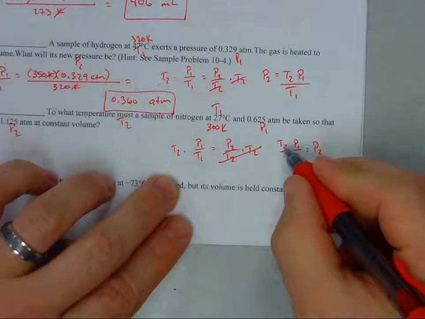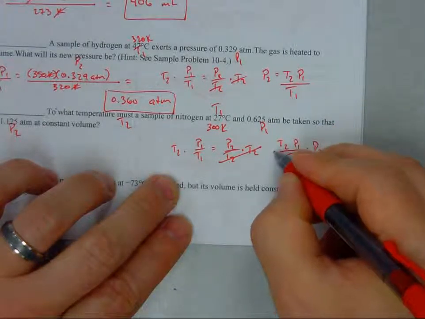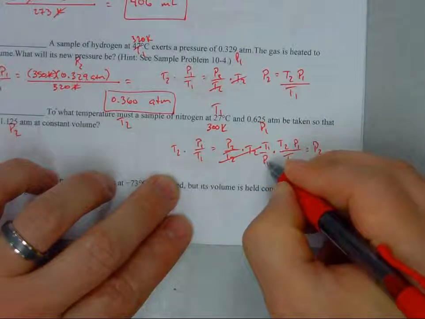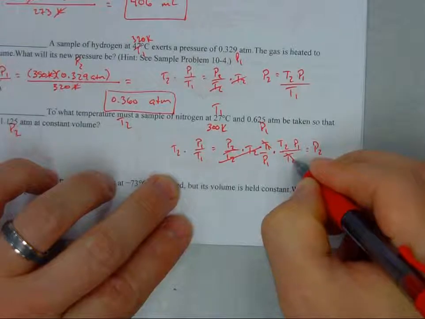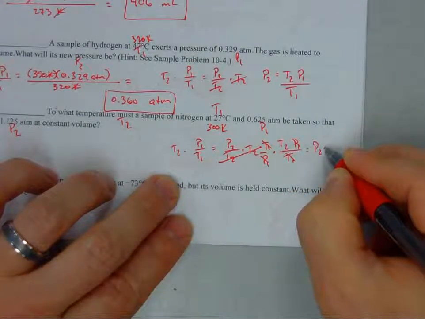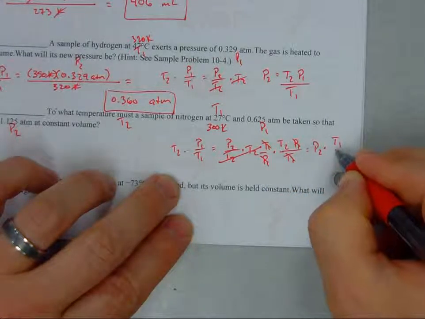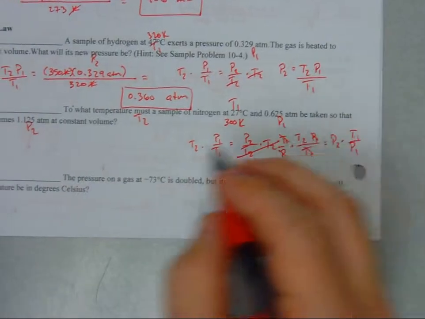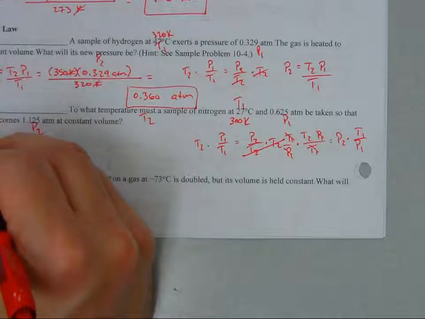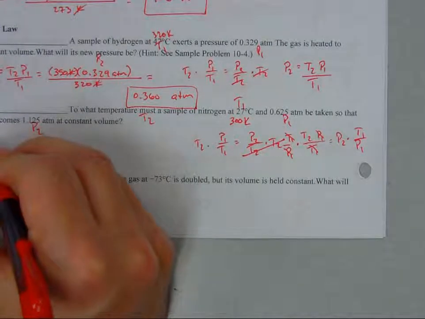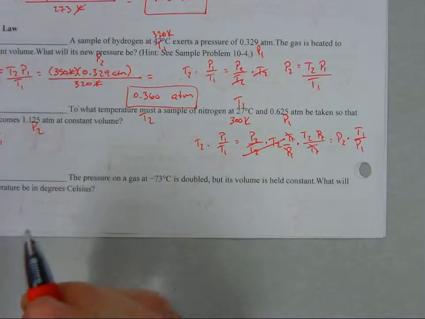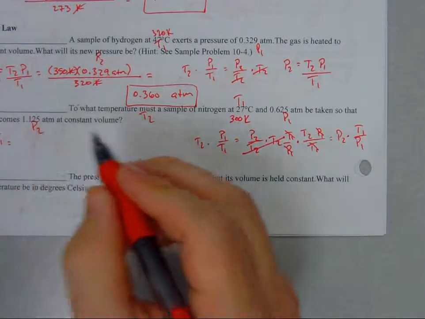Well, I need to get that T2 by itself. So I'm going to have to multiply it by a fraction where T1 is on the top, P1 is on the bottom. That way those cancel, and then do the exact same thing on both sides of the equation. So when I clean this up, which it really needs to be cleaned up, I have an equation that looks like that. So now we're good to plug and chug.